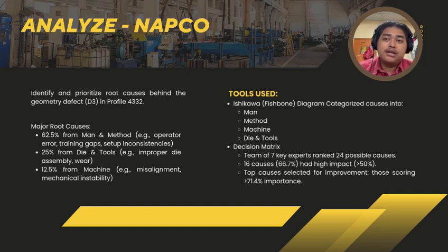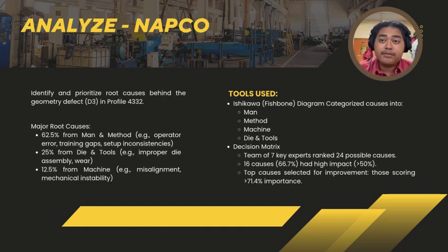To narrow things down, a team of 7 experts used a decision matrix to evaluate 24 potential causes based on impact and frequency. From that, they found 62.5% of the issues were linked to human error and inconsistent method, such as lack of operator training and improper setup. Next, 25% stemmed from die and tool issues, including worn out dies and incorrect assembly. And 12.5% were due to machine factors like mechanical misalignment.